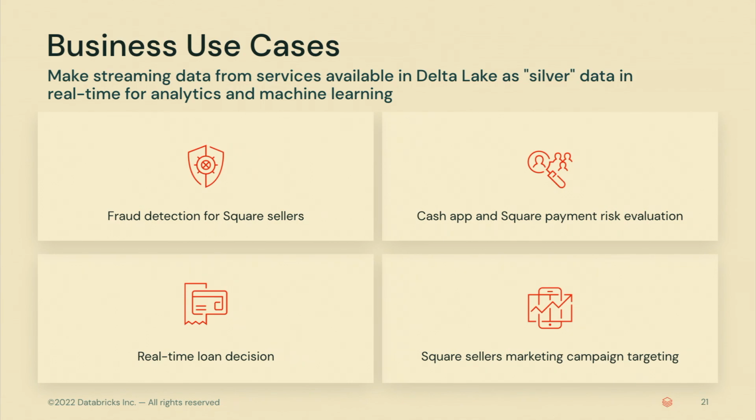payments through the Square seller or P2P payments between Cash App users for risk evaluation. We also want to support real-time loan decisions for Square Capital. Square sellers might want to launch marketing campaigns for their customers, and we want to help on that. For those use cases, we definitely want to have high-quality data, but more importantly, we want to have data with low latency. We want to have the most recent data so we can, for example, take into account activities happening for a Square seller to better predict if the next activity is fraudulent or not.